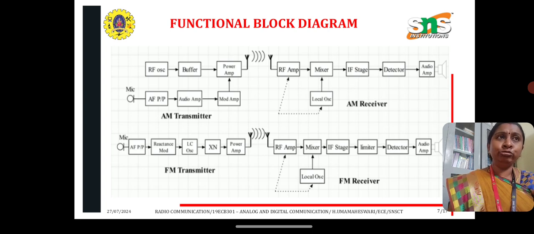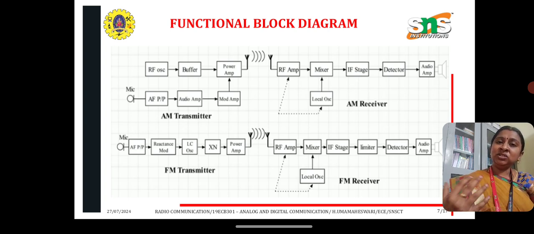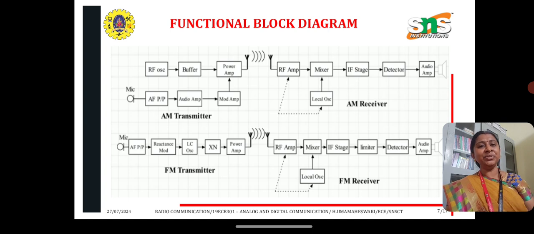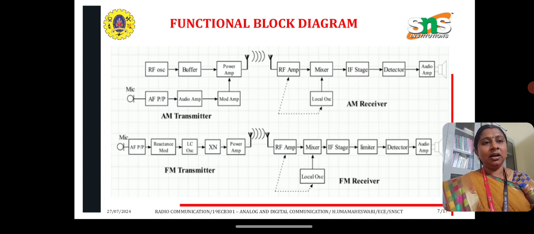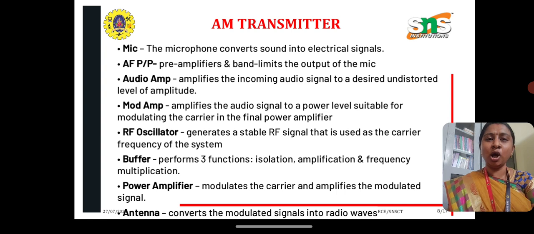The difference between the AM transmitter and the FM transmitter is that in the AM transmitter we use only an audio amplifier, but in the FM transmitter we go with the local oscillator, that is an LC oscillator or voltage controlled oscillator. Whereas in the AM receiver we use a detector and tuner, in the FM receiver we use a limiter and a detector. These are the various blocks explained here.